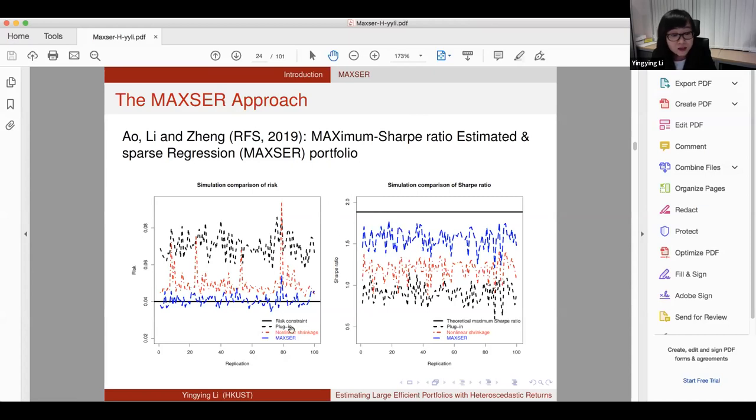Optimal Sharpe ratio. So if we plot it into the previous picture, we use blue dotted lines to represent the MAXER. Then we see that the risk constraint is well respected. And on the other hand, in terms of Sharpe ratio, indeed this becomes much closer to the optimal level. So again, this is the theoretical optimal upper bound, so all practical portfolios can only approach it from below. So this is what MAXR can achieve for this finite sample.